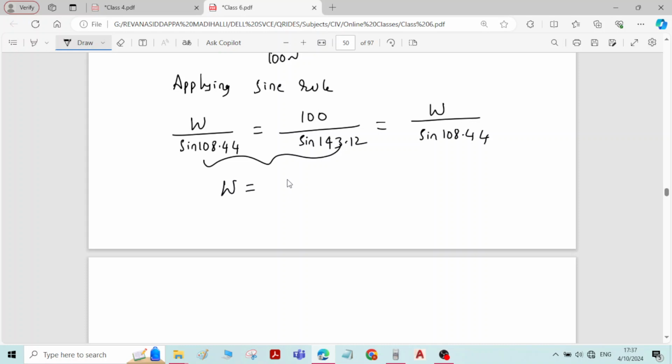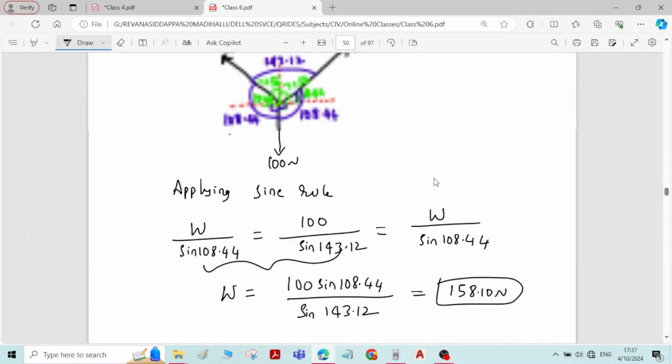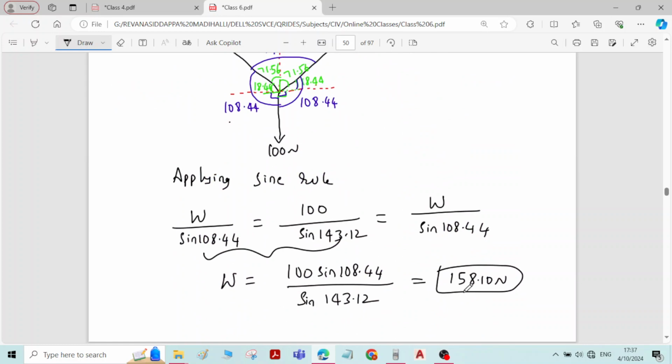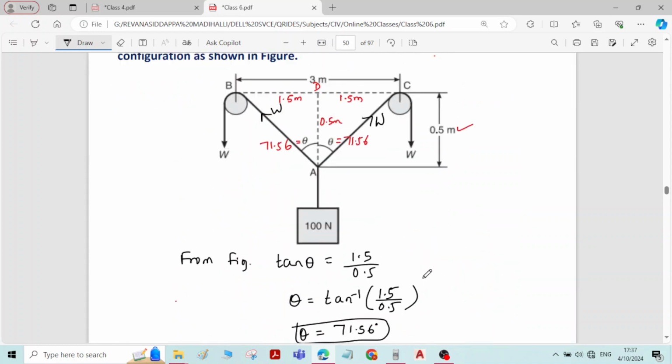Therefore, W is equal to 100 sine 108.44 divided by sine 143.12. So by this you will get the answer for W, that is 158.10 Newton, which is the required answer. So we have determined the value of W, which is required to keep the system in equilibrium. Okay. Thank you.